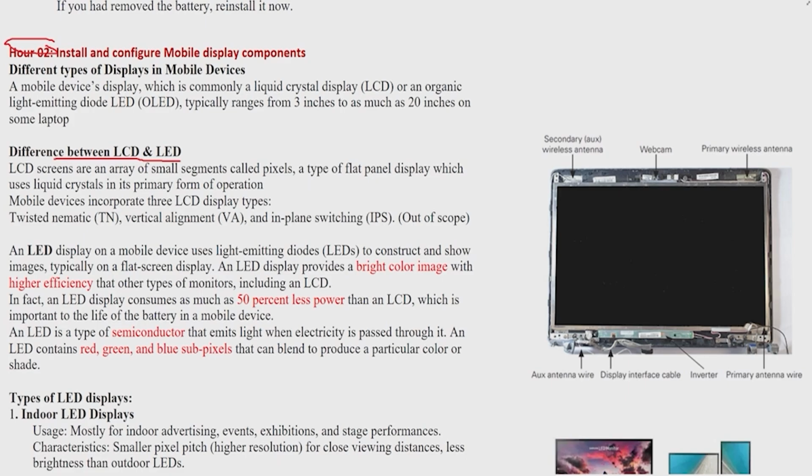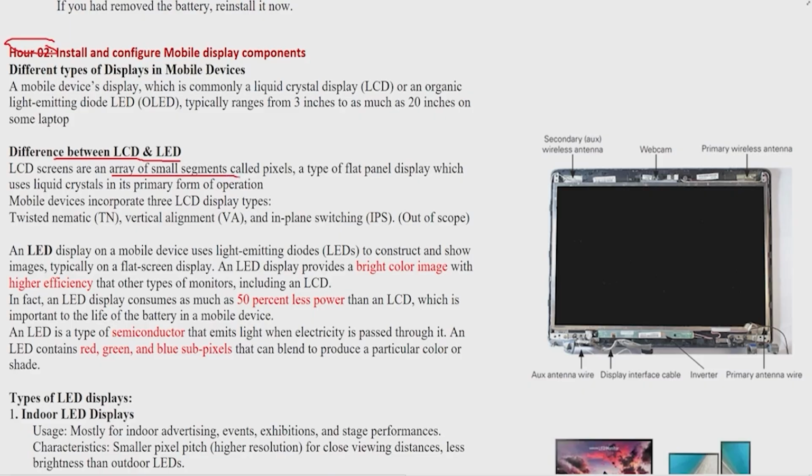If you have LED, it will not be glowing. Like you see, if you look at this screen, it's not properly glowing. It is just simple. If you turn it on, it has a matte look. So that is LED. LCD will always be a glowing type.